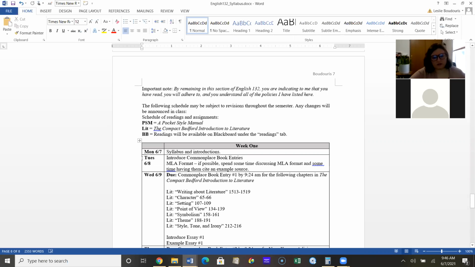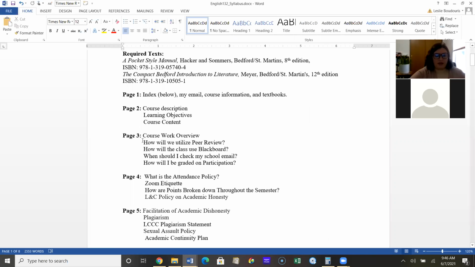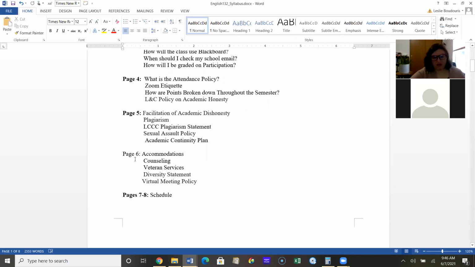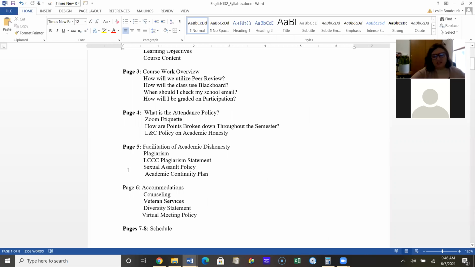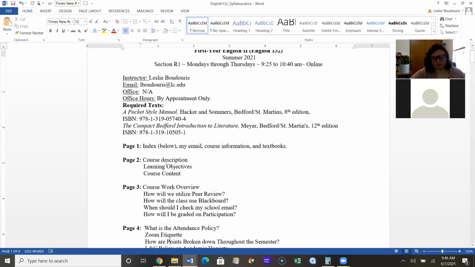So the first page of the syllabus, again, you can look at this on your own. Let me make it a little bit bigger. I have an index. If you ever get lost or confused, there is a lot of information on this syllabus. There is an index that says what is on each page and in what order. So if you forgot how we're going to do peer review, you can go to page 3. If you forgot about the points breakdown, you can go to page 4. If you forget anything, you can look at them.